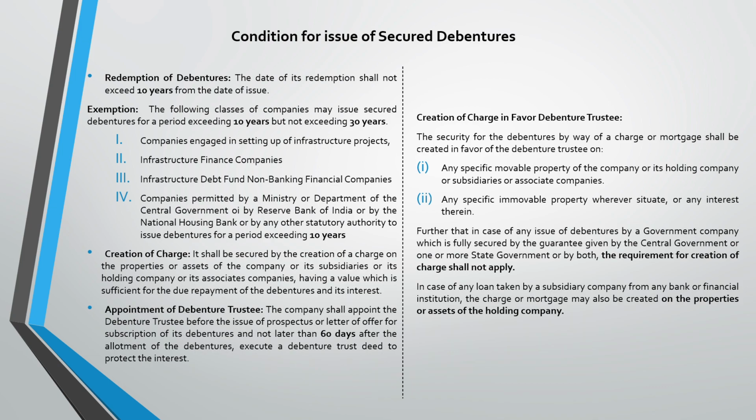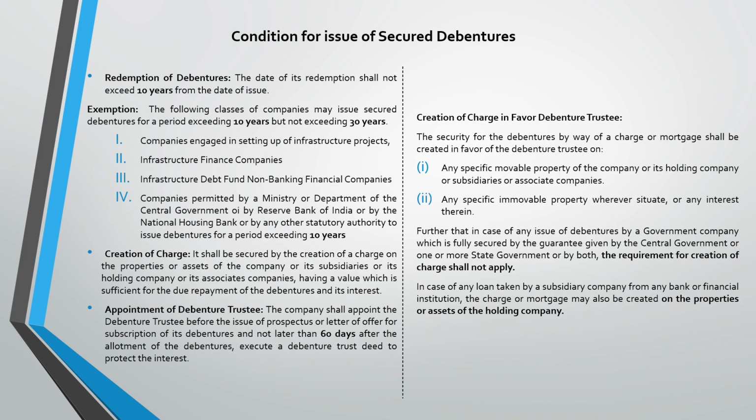As I said, secured debentures have a charge on the assets of the company. So creation of charge is mandatory. The charge can be created on the assets of the company or the holding company or the subsidiary company or the associate company. So as a group they can create the charge. The charge can be created on the group company as a whole. It can be created on any specific movable property or immovable property.